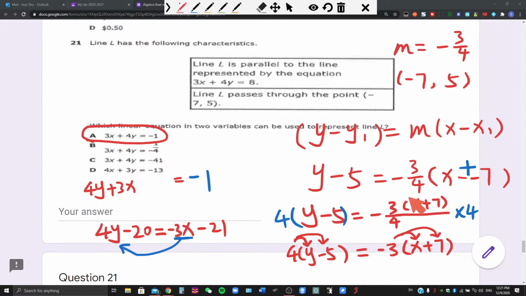Okay, it takes us some time to simplify the formulas. The basic thing is find m, use the point slope formula, and then simplify the equations to get where we are.